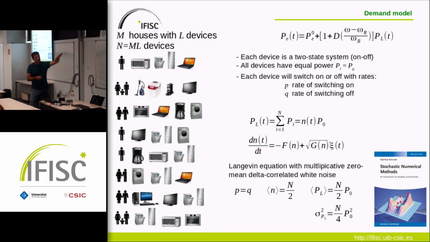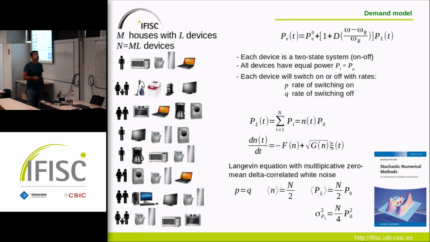And then the model is that each device will switch on or off with a rate P or Q. With rate P, devices that are off switch on. And with rate Q, devices that are on switch off. And that's it. That's the model. It's that simple. The total power, P(t), as a function of time, is simply the sum of the power of all the devices, P_i, that can be 0 or P0. This is equal to N(t), the number of devices which are on as a function of time, times their power. That's the power consumption. So really simple model.